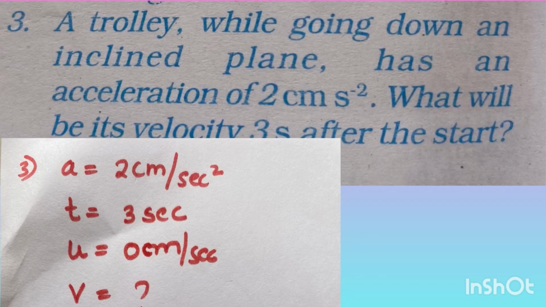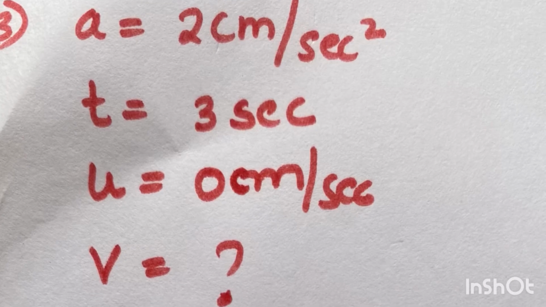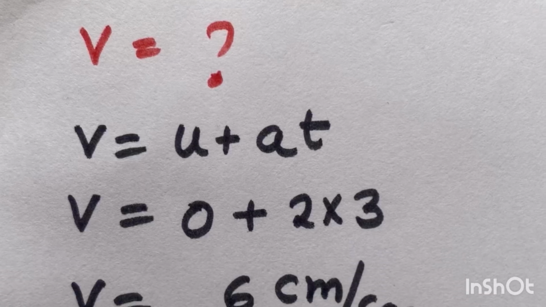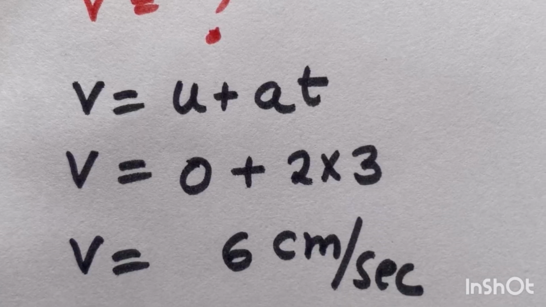Now 3 seconds after the start means initial velocity of trolley is 0 and we need to find final velocity after 3 seconds. To find final velocity, we can use v equals to u plus at, as u, a and t everything is given. So v is u plus at, so u is 0, so 0 plus 2, a is 2 and t is 3, so 2 into 3 is 6. So v is 6 centimeter per second. Now in this case answer is coming in centimeter per second because acceleration is in centimeter per second square. So this final velocity will come in centimeter per second.